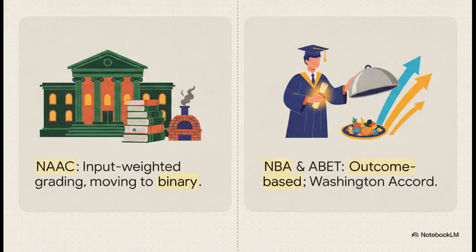And beyond just what they measure, we really have to look at how they measure it, because there is a massive philosophical divide here. On one side, you've got input-weighted grading, like the traditional NAC model, which focuses on what a school has, their infrastructure, the number of books in the library, their faculty count, though interestingly, they are actually moving toward a binary system now. But on the flip side, you have outcome-based models like NBA and ABET, which are signatories of the Washington Accord. They don't just care about the library, they care about what the students can actually do when they graduate. It's kind of like the difference between judging a kitchen by its expensive, shiny ovens versus judging it by the actual meals the chefs produce.